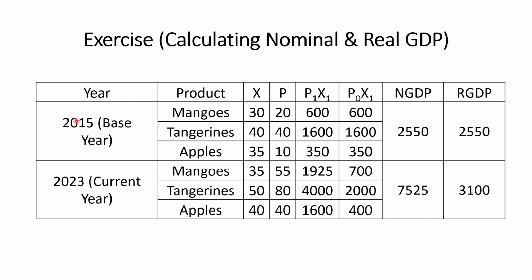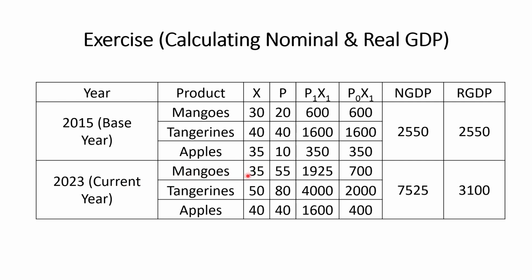So let's see that in 2025, the same products like mangoes, tangerines and apples, and also in 2020, the same products. These are the production numbers, and these are the prices. This one is the nominal GDP, and this one is the real GDP. So let's determine the current year GDP first.